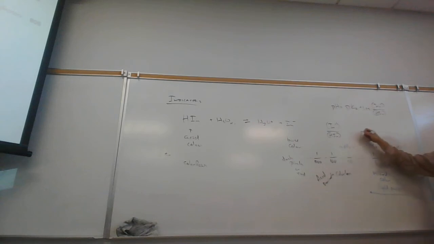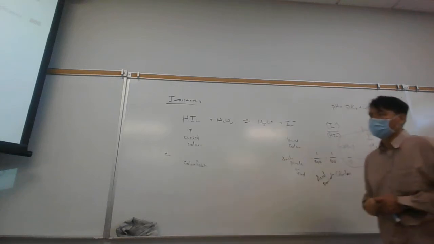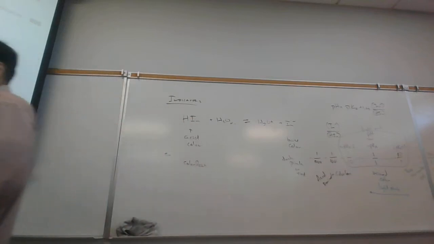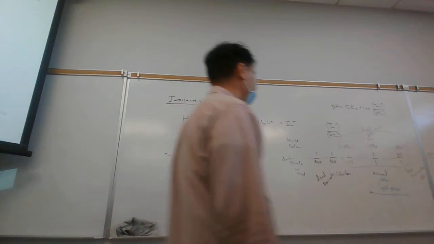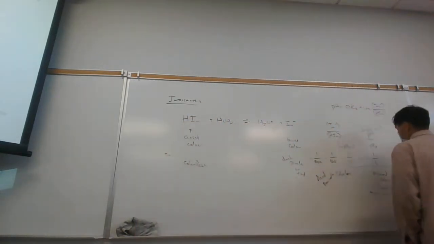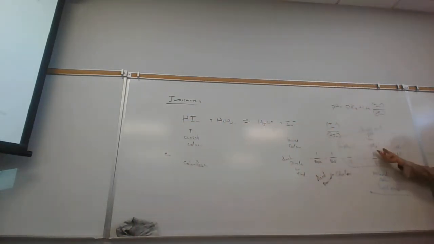So in this range here, pKa plus or minus 1, what we have is a mixed or intermediate color. And so for phenolphthalein, it would be light pink in this range. So what is the pKa of phenolphthalein? The pKa of phenolphthalein is around 9.